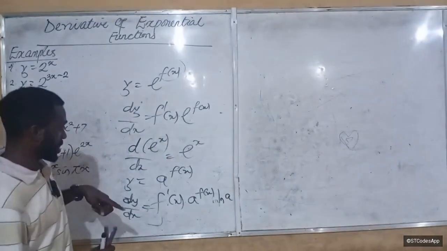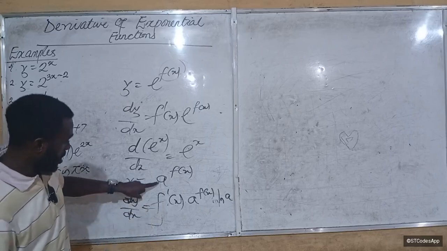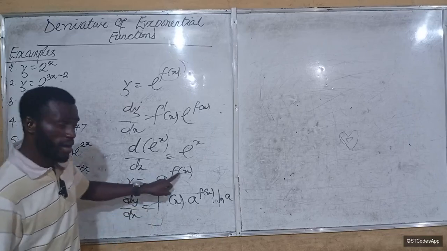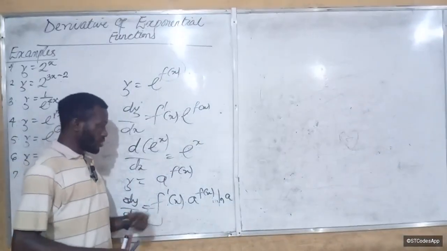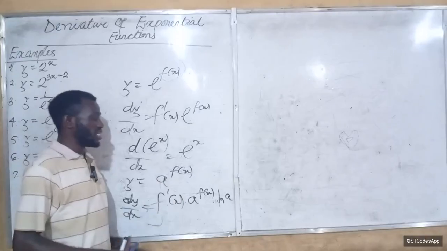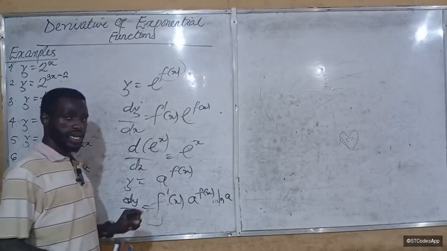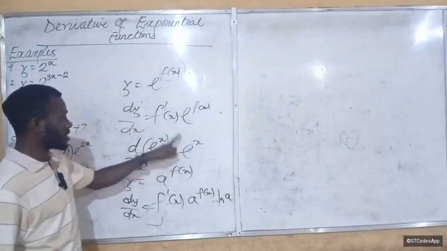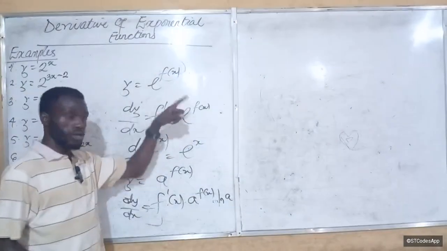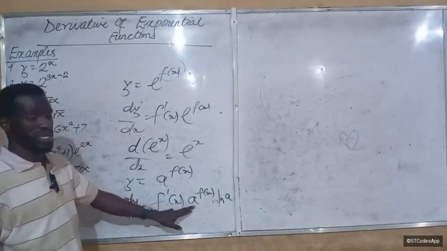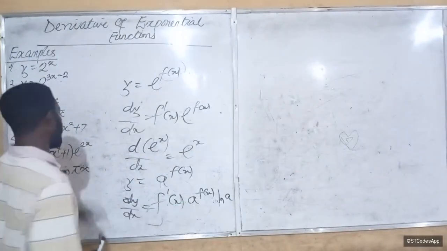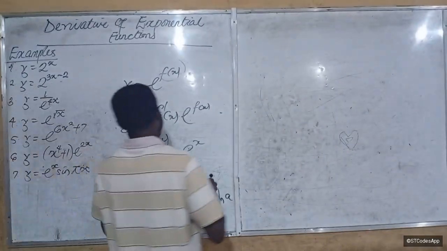So let me take that again. If you have a raised to power f of x, then your dy dx will be f prime of x multiplied by the function itself, then ln a. Is it clear? In this case, ln e gave us 1, so that's why ln e is not appearing there. This a is going to be a constant. All right, let's apply that principle to those questions.